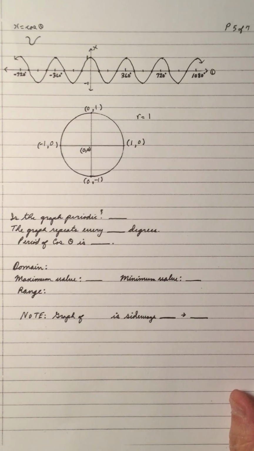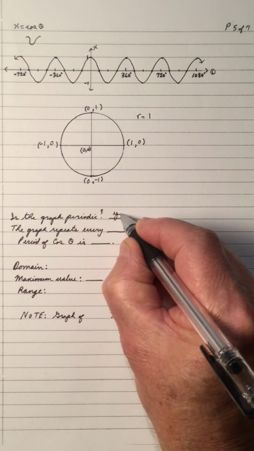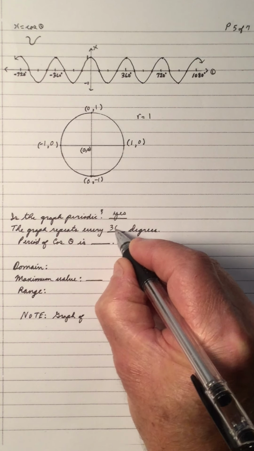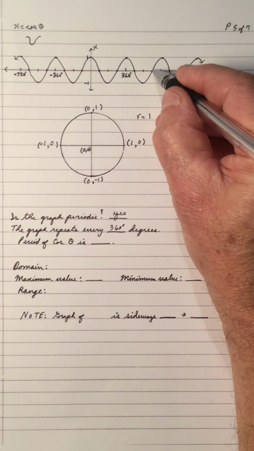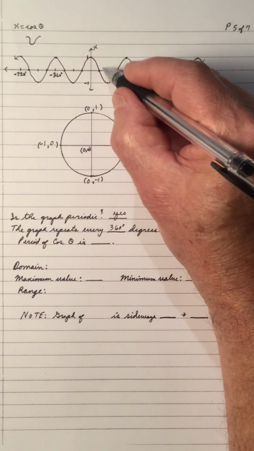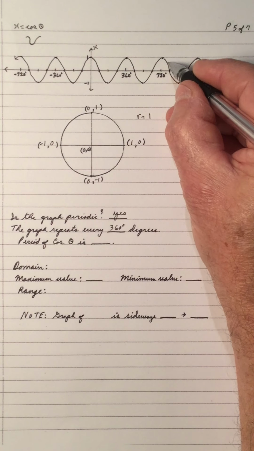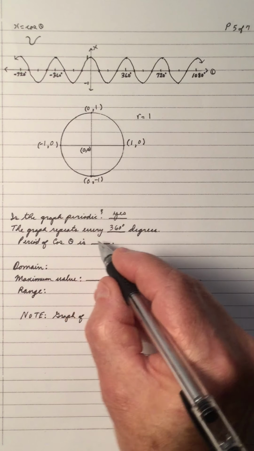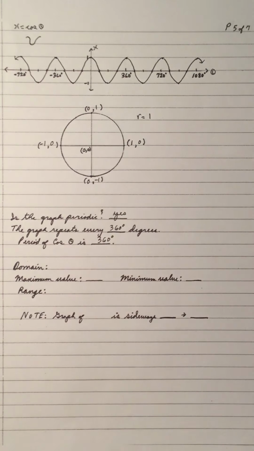That keeps on going. So, is the graph periodic? Yes, it repeats. The graph repeats every 360 degrees. Every 360, it starts over and makes the sideways C again. So 360, sideways C. 360 more, sideways C. 360 more, sideways C. So the period of the cos theta is 360 degrees. Every 360, it does one cycle.